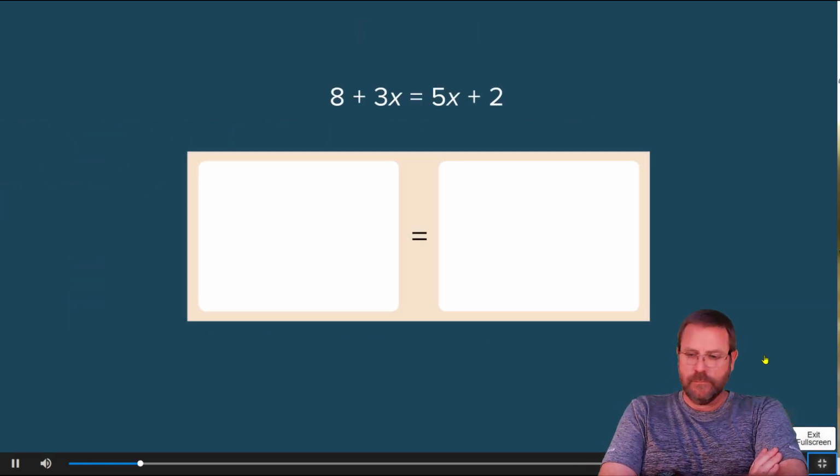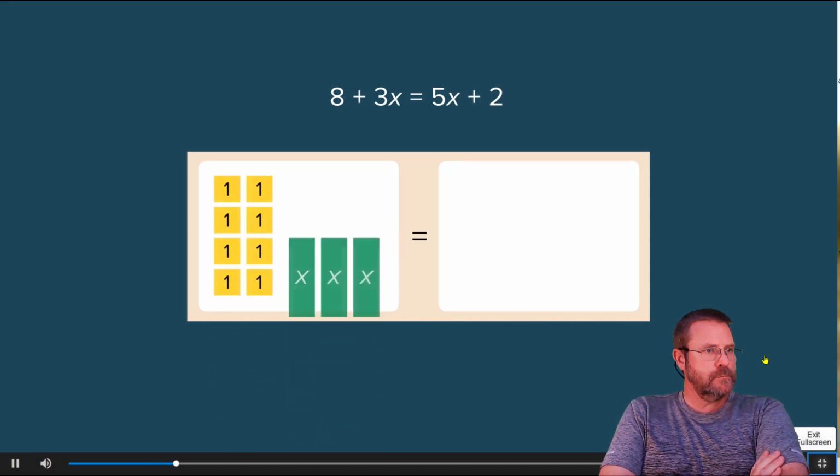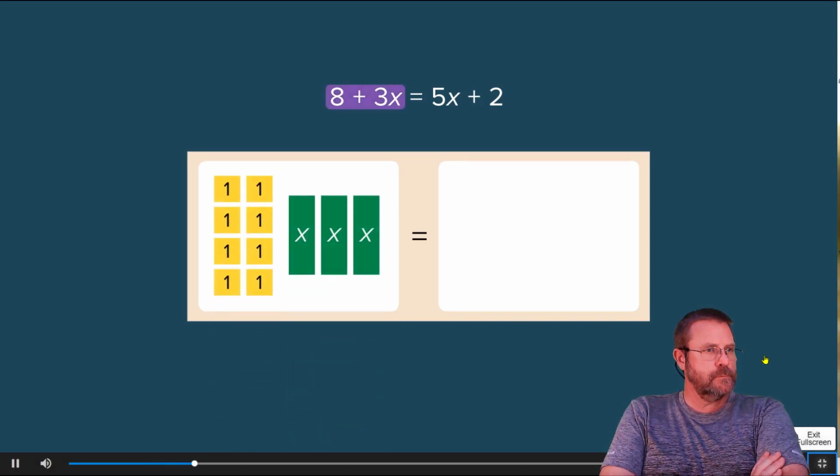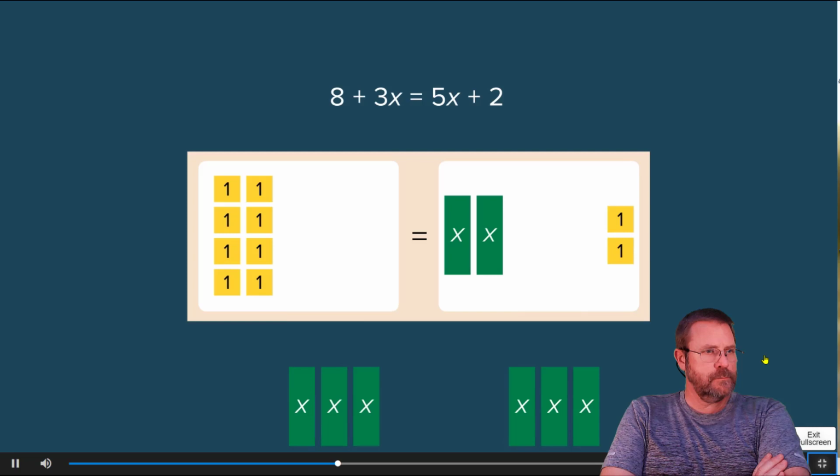First, model the equation. Use 8 1 tiles and 3 x tiles to model 8 plus 3x on the left side of the mat. Use 5 x tiles and 2 1 tiles to model 5x plus 2 on the right side of the mat. There needs to be x tiles on only one side of the equation, so remove 3 x tiles from each side of the mat.